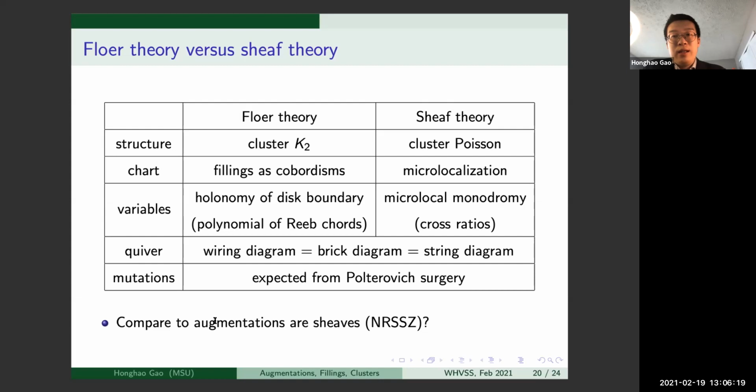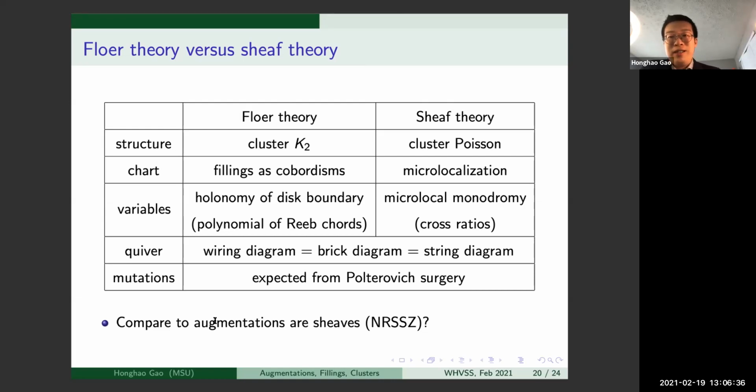I see. So it happens that for the trefoil, it's really a special case of that, generally not true. A fact for the trefoil is that in this case, the augmentation variety is isomorphic to the augmentation stack, which is isomorphic to the sheaf stack.